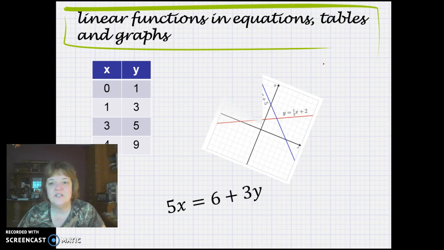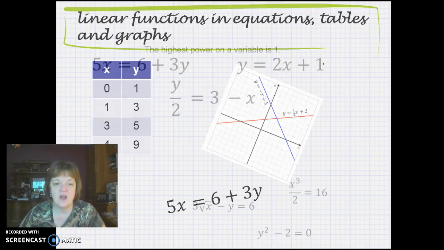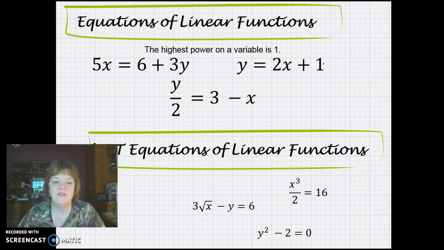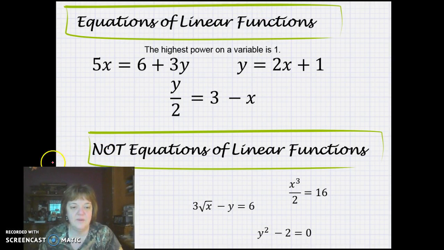Okay, linear functions in equations, tables, and graphs. That's where we're headed now, so that you can recognize them in all those places. We've talked a little bit about it. Linear functions mean they're going to give us a line, okay? Let me slide myself down just a bit. There we go. I didn't want to cover up all those words.